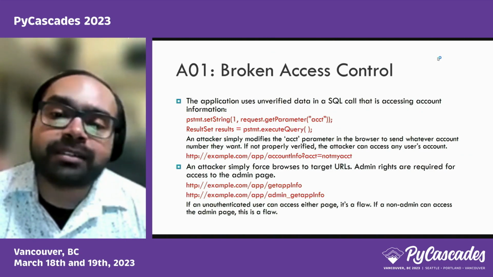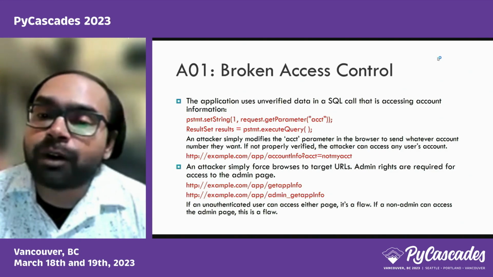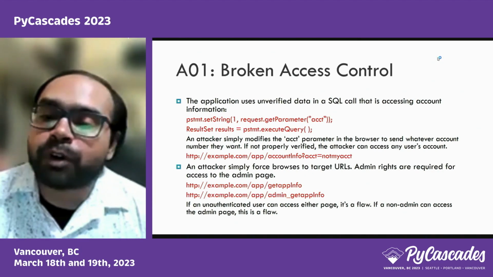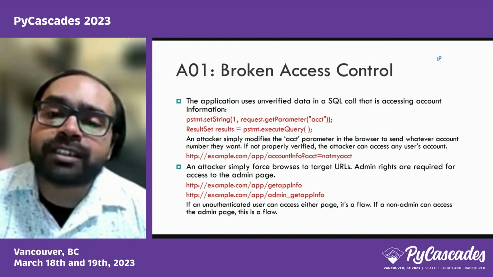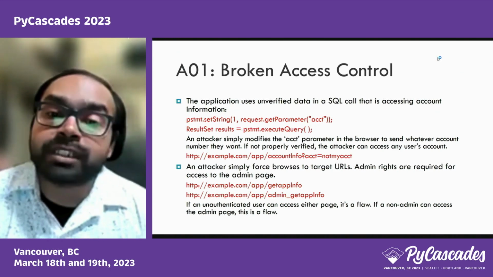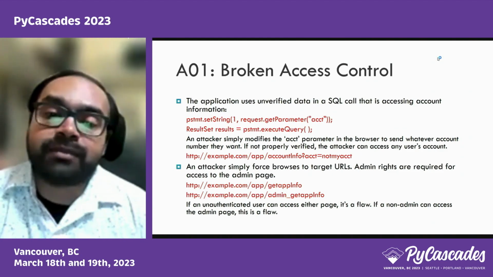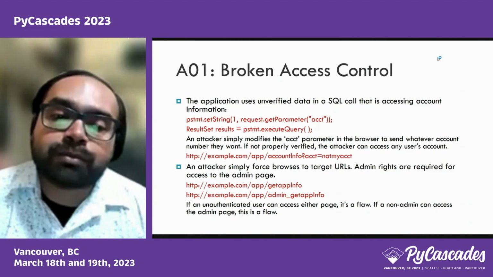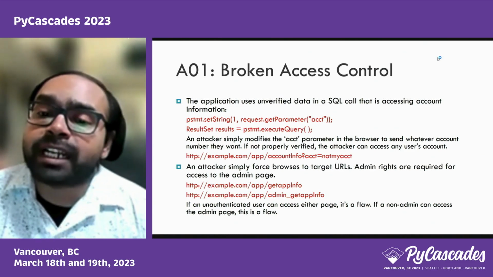So what an attacker can do is modify this parameter in the browser and send whatever account number they want. Basically, they can use tools like Burp Suite, where they can configure the proxy in the browser. So whatever request goes to that particular site will be routed via tools like Burp Suite. Right, Burp Suite knows what the URL is, and there they can modify the URL and send the updated request. Because of this, the attacker can simply force the browser to target URLs.